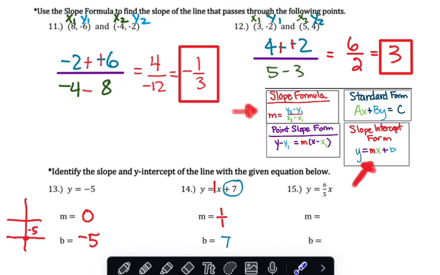For 15, we see that there's no b value, or it's 0. And that just means this is a direct variation equation. Our slope is that value in front of x. Please do not include the x in there. It's just 6 over 5, and our y-intercept is 0, or it's a direct variation.